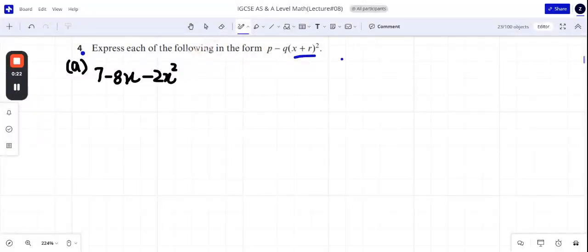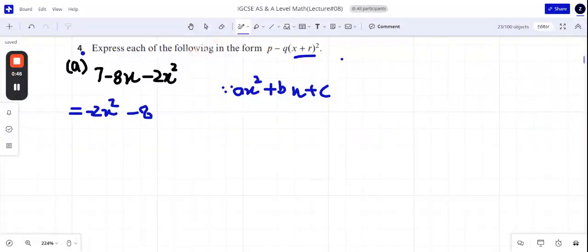So now, first of all, we need to rearrange the terms to make a proper quadratic expression. The proper quadratic expression form is ax square plus bx plus c. So it means the leading term should be first. We will write down here 2x square, then minus 8x and plus 7. Now, as we can see here, the coefficient of x square is positive. So it always should be positive.